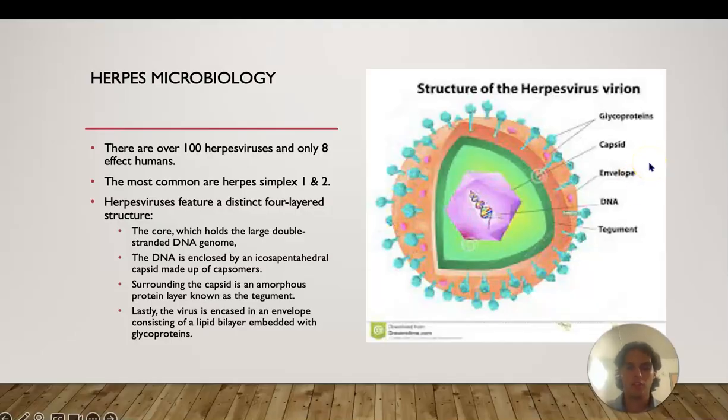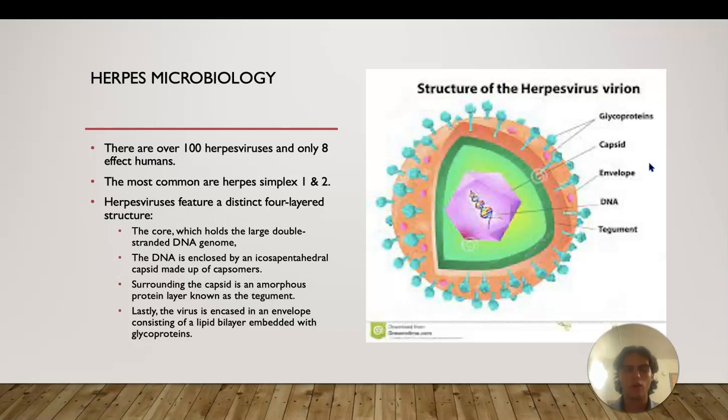Let's look at the microbiology of herpes. There are over 100 herpes viruses, but only 8 affect humans. The most common types of herpes are herpes simplex 1 and 2.